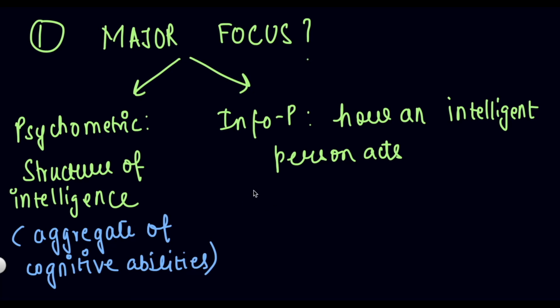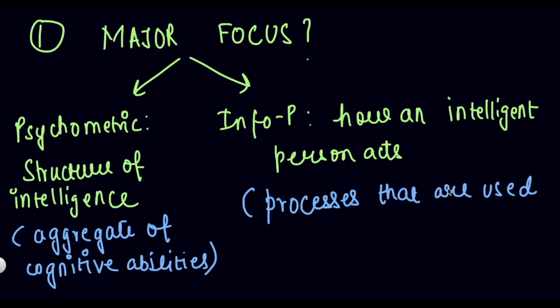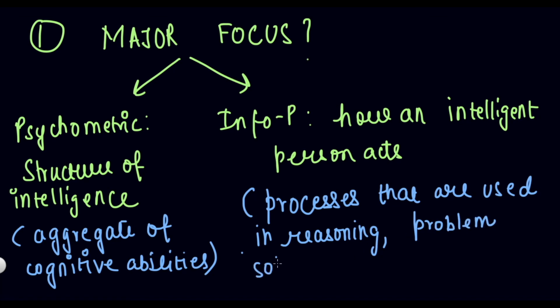Now what is the information processing approach doing then? It's pretty easy. It is defining the processes that are used in reasoning, problem solving, or rather we can say these are basically the cognitive functions, right?